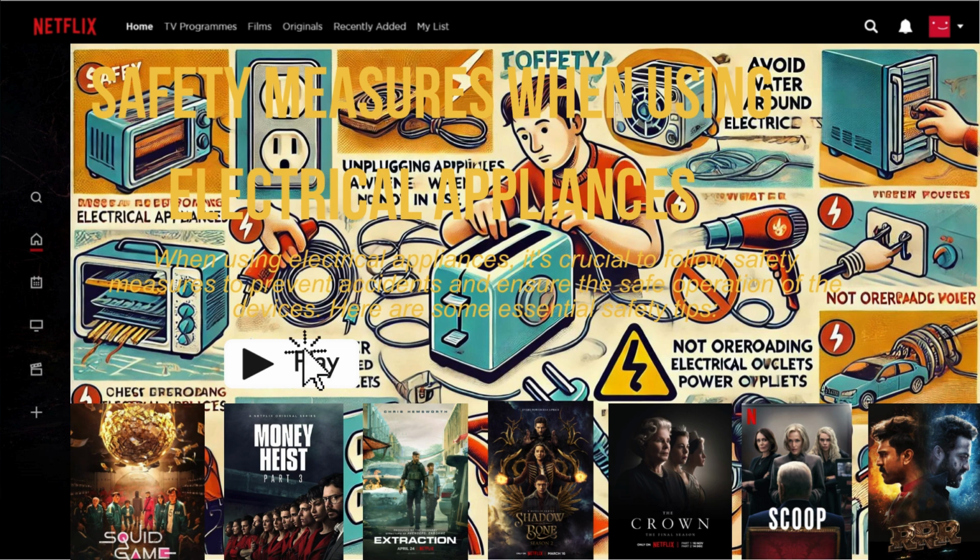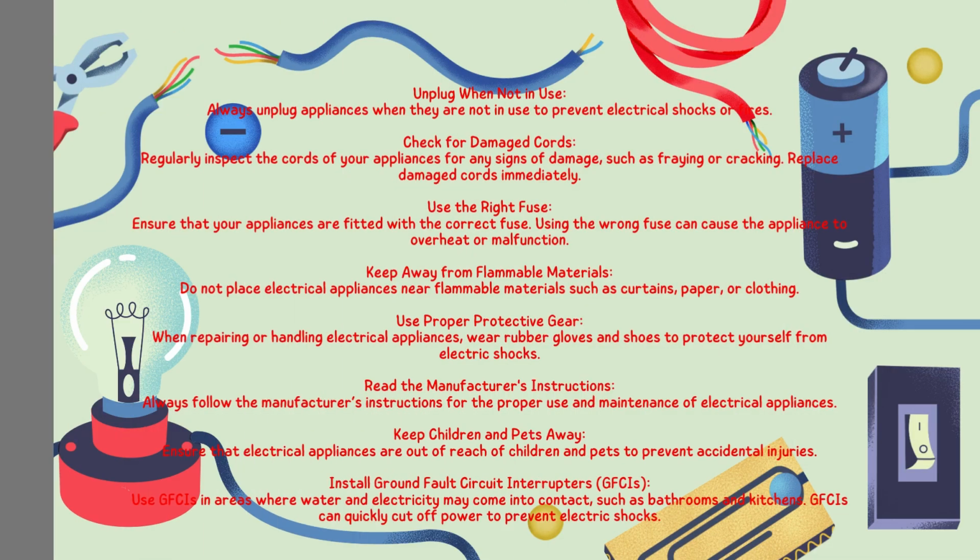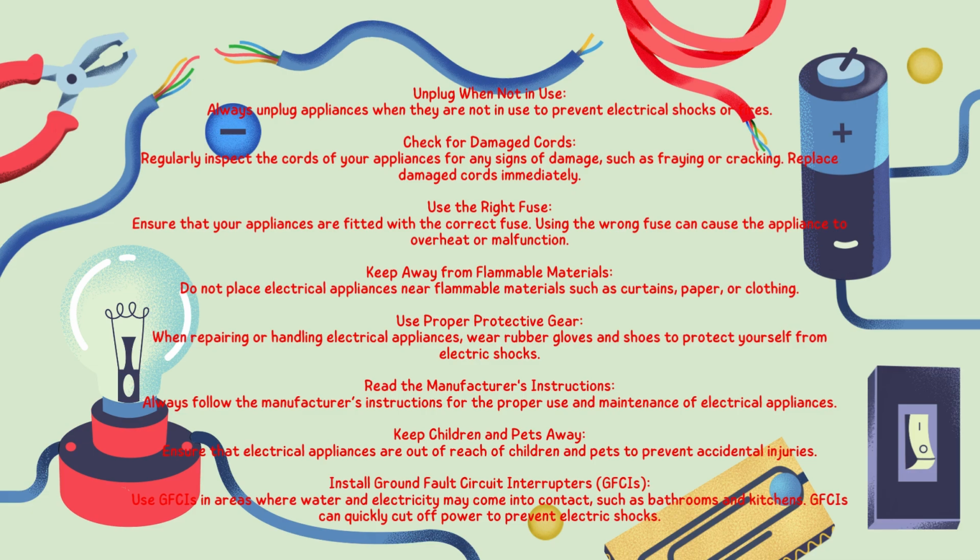Safety measures when using electrical appliances. When using electrical appliances, it's crucial to follow safety measures to prevent accidents and ensure the safe operation of the devices. Here are some essential safety tips. Number one is unplug when not in use. Always unplug appliances when they are not used to prevent electrical shock or fires. Check for damage in cords.